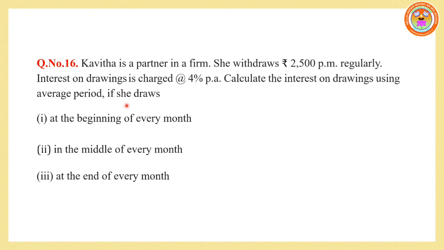Under average period method, three situations are there: monthly, quarterly, half-yearly. Under monthly, three situations: beginning of every month, middle of every month, at the end of every month. So we have to calculate all these three situations. Let me see how to calculate interest on drawings, beginning, middle and end of each month.